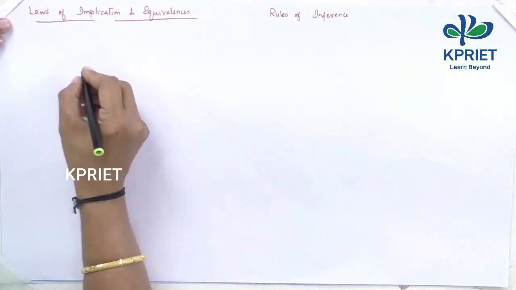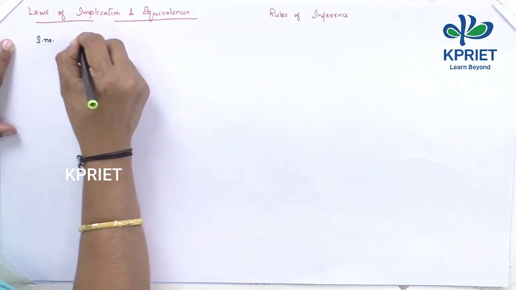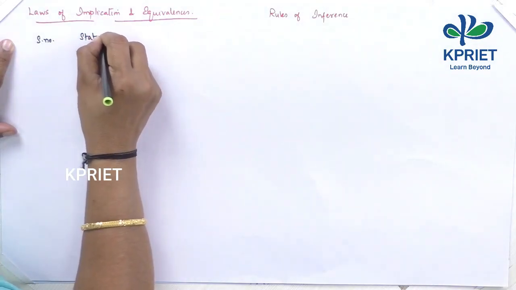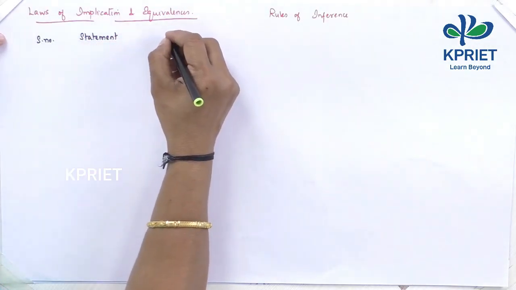We have many laws, but we will go through only the very basic laws of implication and equivalence. We have only 7, and one must be very thorough with those 7 laws. Hereafter, wherever we come across them, we will make use of only these laws. Let me give you that. Here we have a serial number, the statement, and then the name of the law.